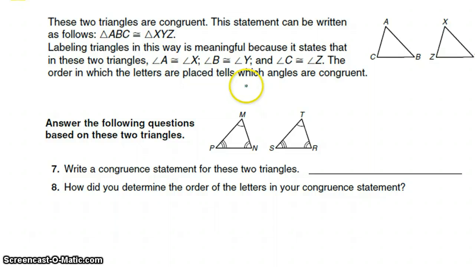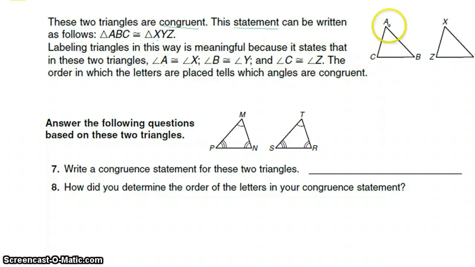All right, so let's take a look at these 2 triangles here. We are going to say that they are congruent, so we're going to make a congruency statement. So we're going to come over here, and this is how we read this. We say triangle ABC is congruent to triangle XYZ. So what we're going to do is label the triangles in a way that is meaningful, because it states in these triangles, if I look at angle A and angle X, you see that angle A and X are first in your labeling.